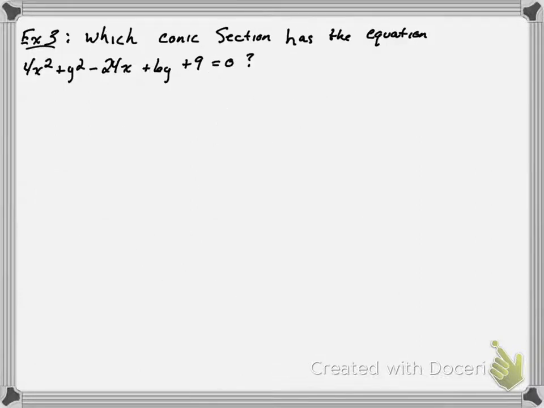Now example 3 kind of puts it all together, and it's going to force us to complete the square here to help us to see what's going on. So let's group our variables and go from there. So 4x squared minus 24x plus, leave a space, plus y squared plus 6y plus, leave a space, equals negative 9. I'm going to take the 9 and move it to the other side. Remember, parabolas you didn't, but everything else you should.